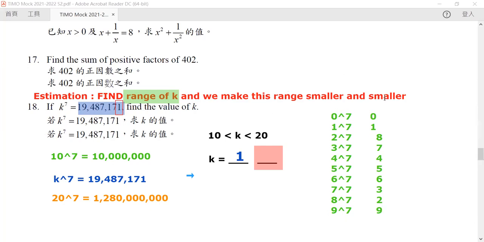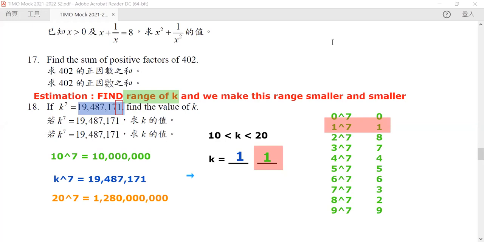So for all of these numbers, there's only one last digit that satisfies our requirement. What is that? This will be this one, right? So we know that if k is true, its last digit must be equal to 1. So what is the value of k? K must be equal to 11 if this is going to be true. But of course, since this is a question, this must be true.